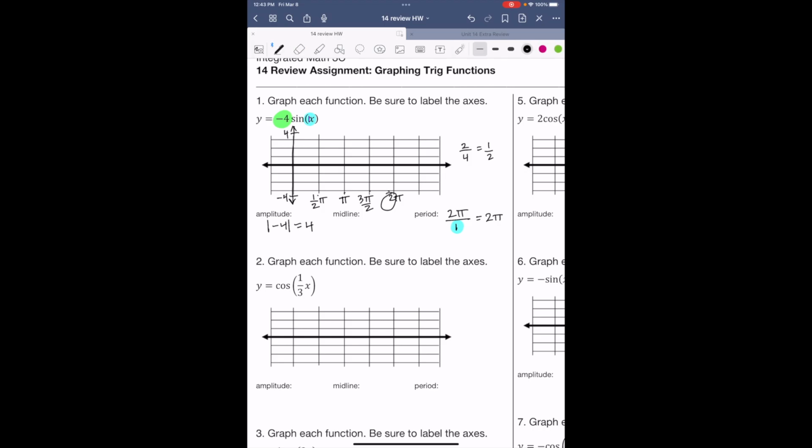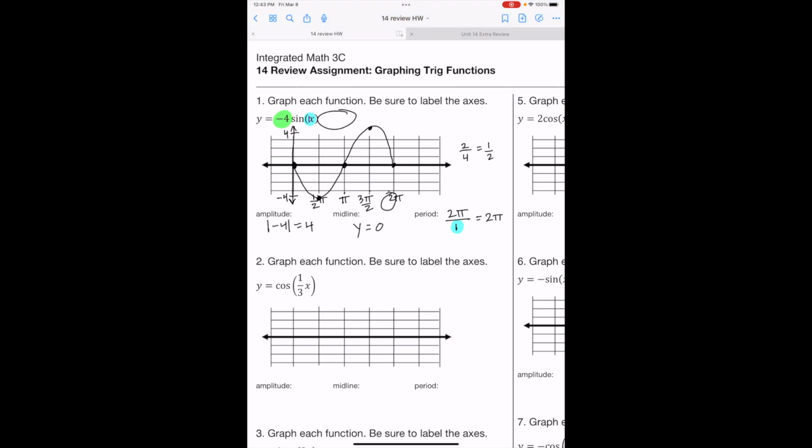Then what you have next is that it's a negative, so we're going to be going down for sine. So it starts on the midline, we go down to -4, midline, up to 4, midline, and we graph. So make sure those are curves, and then we can see our midline is y equals 0. This is also consistent because we're not adding or subtracting anything to the equation, and that's what will change our midline. Okay, on to the next one.